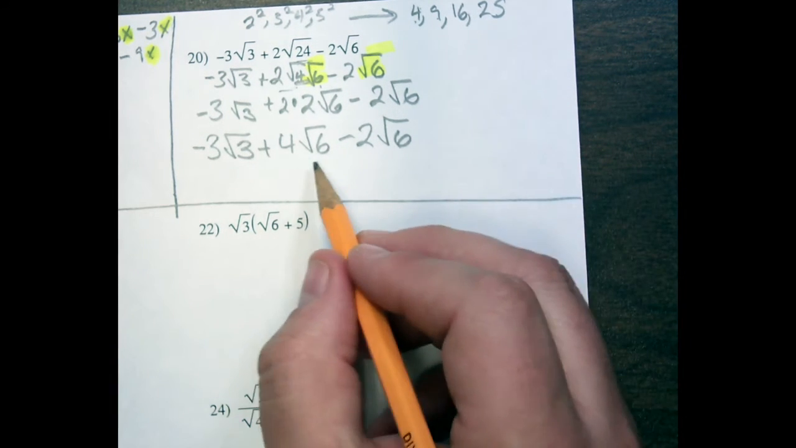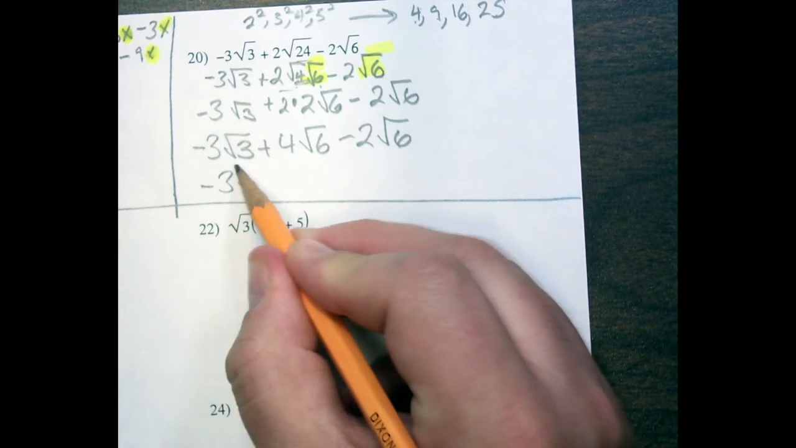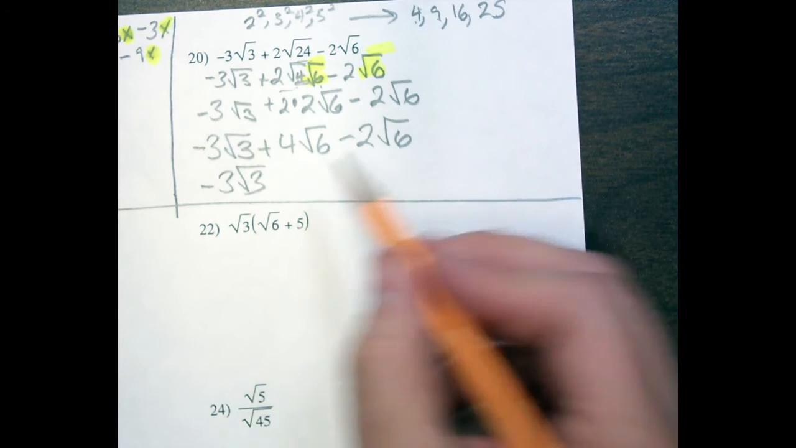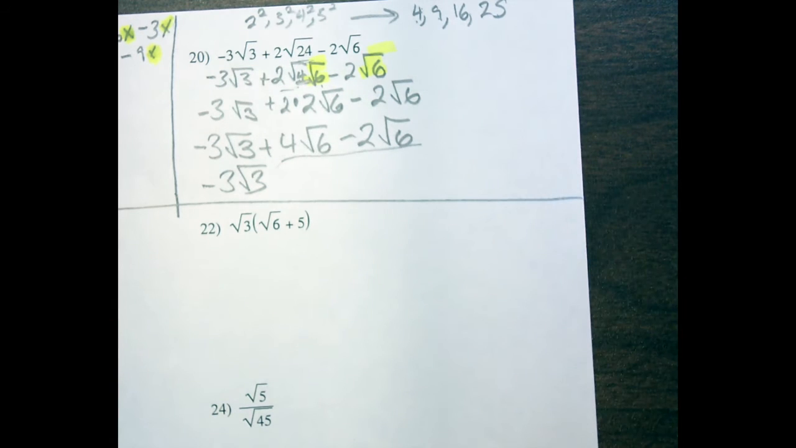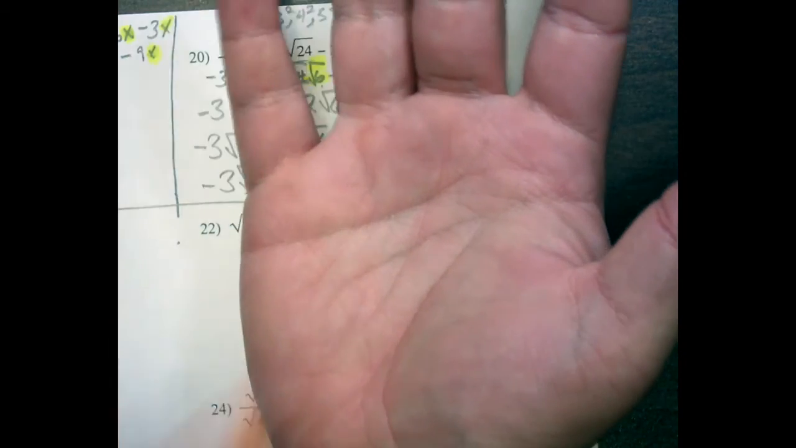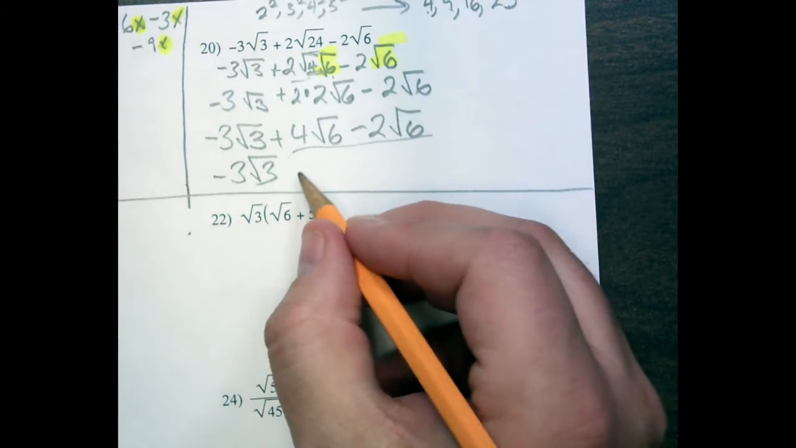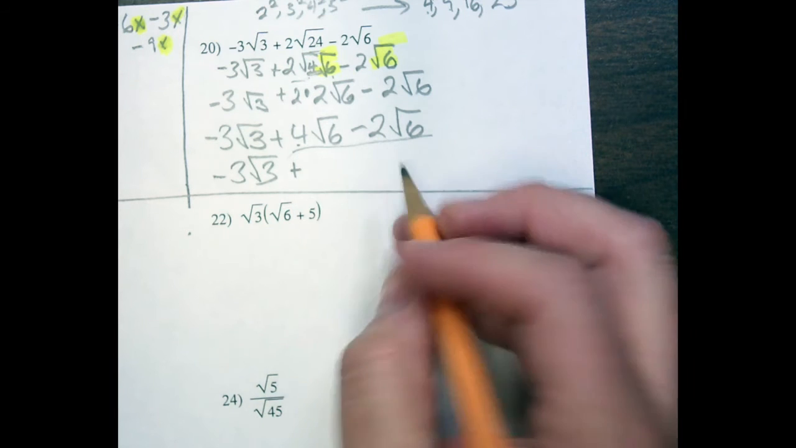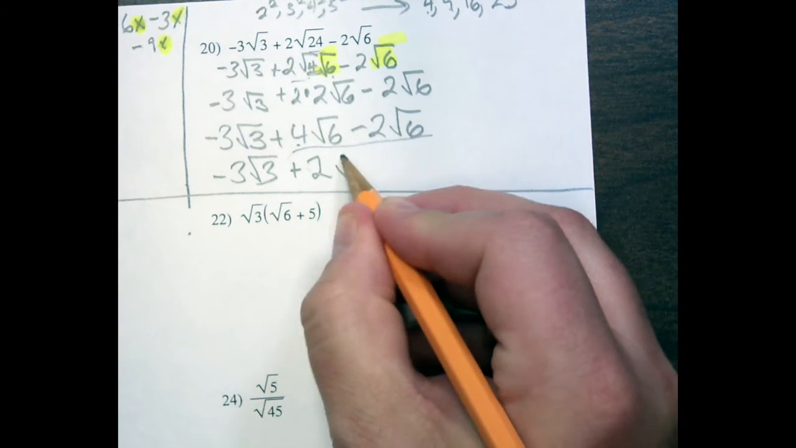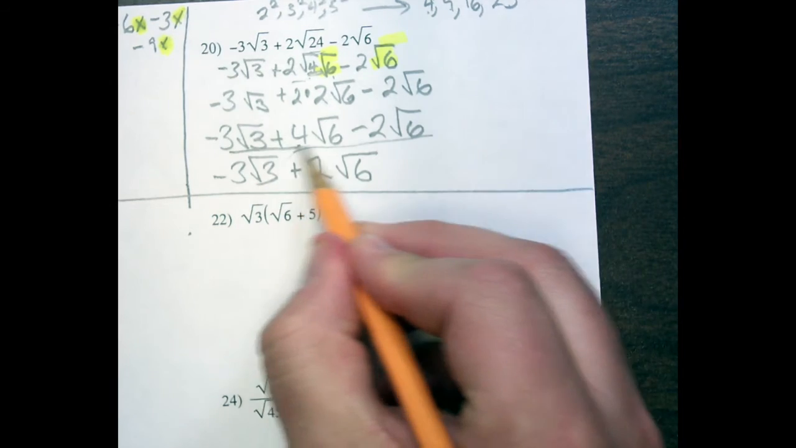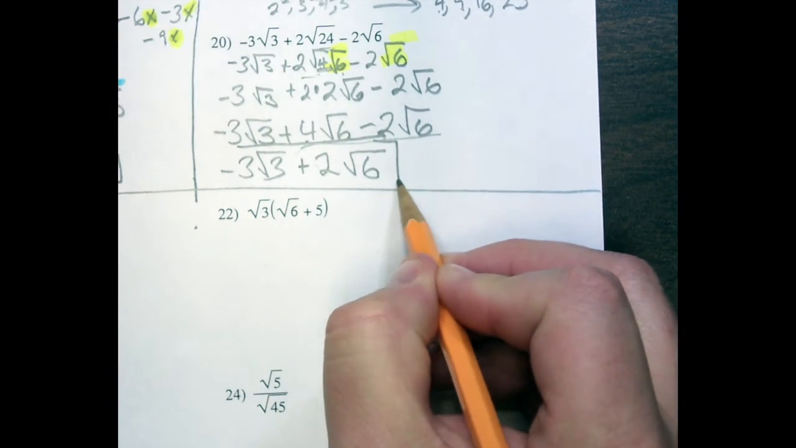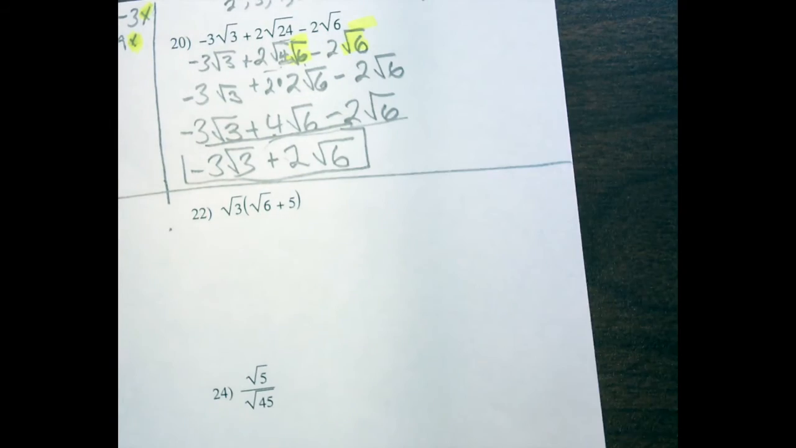I'm going to combine like terms. So this negative 3 square root of 3 is fine, but how do I combine positive 4 root 6 minus 2 root 6? What do you think that is? Think of it like this. If I hold out my hand and I put 4 square roots of 6 in there and then I take 2 away, how many do I have left? Oh, 2. Because 4 minus 2 is just 2. And it's positive 2. So what I did is I combined the like terms.